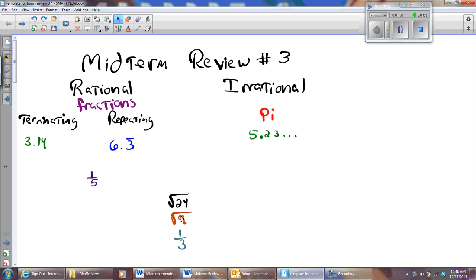The square root of 9 is 3. Well, that's terminating, isn't it? 3 doesn't go on forever, it stops. Okay, 1/3, another fraction. We'll check that in a second.